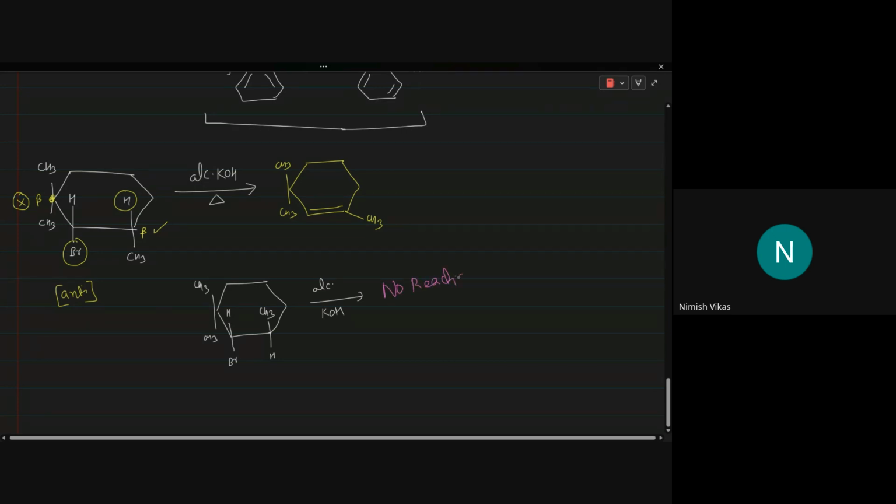Why is no reaction there? Because we all know even E2 elimination is an anti-elimination. Now H and Br are in the same direction, so this thing cannot be escaped. Here, on this beta carbon, no hydrogen is there. On this beta carbon, hydrogen is there, but its direction is the same, so no reaction is there. So that is simply the meaning of the anti-elimination thing.